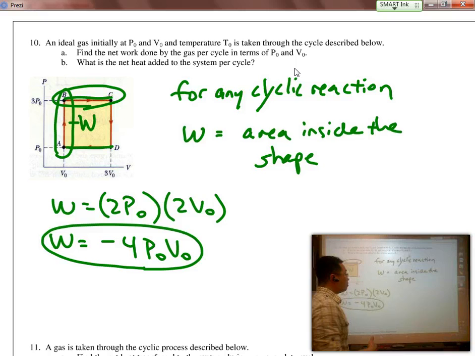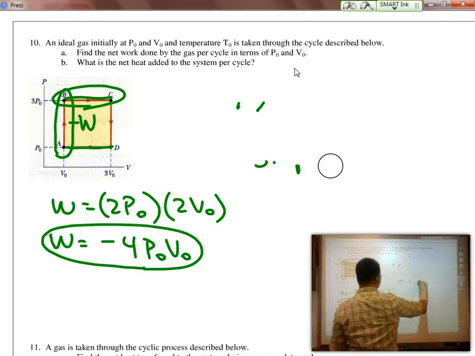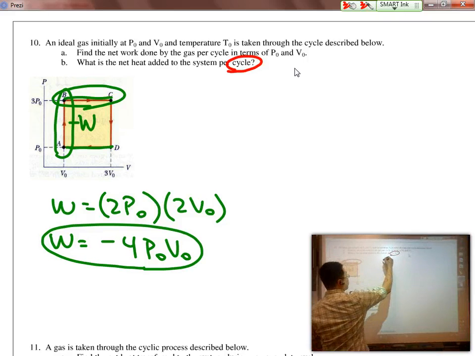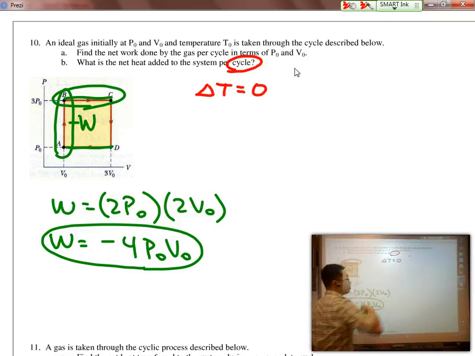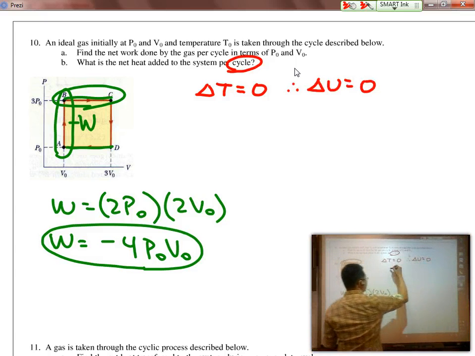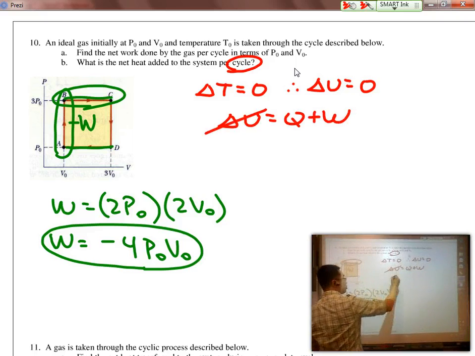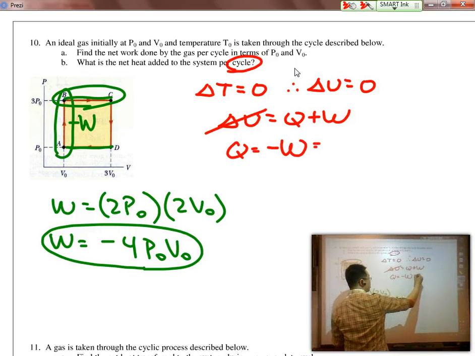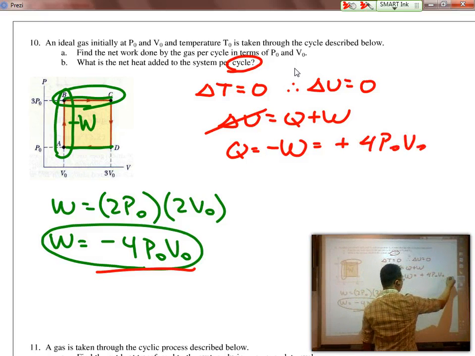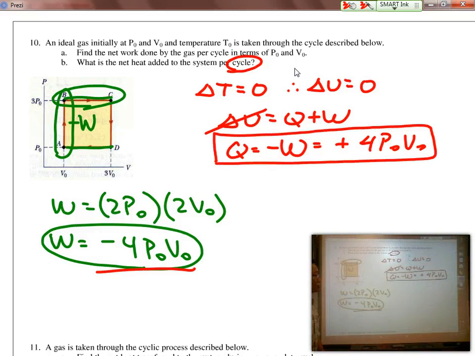But the thing is, how much heat was added to the system per cycle? Well, now that I know my work, and the key word here, of course, is cycle, because during a cycle, delta T is equal to 0 when it goes back to its original position, which therefore means that delta U is equal to 0. So when I do delta U equals Q plus W, delta U crosses out. Q is simply equal to negative work. So in this case, it would equal positive 4 PO VO. And there's my answer for part B for the cyclic question.